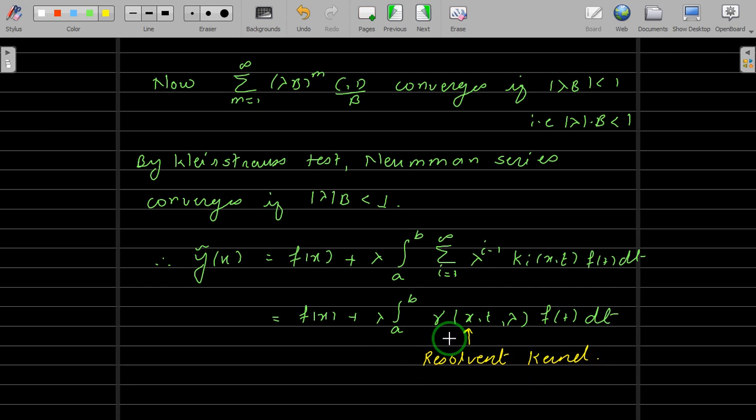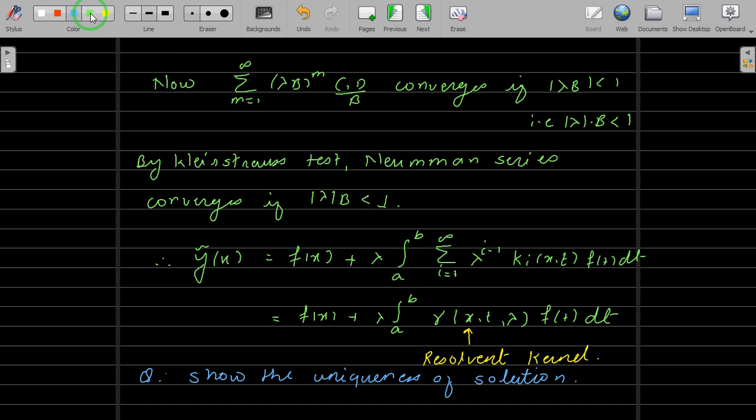So if you want to find the resolvent kernel, you can go with these iterated kernels, get the summation of this series, and that series is called the resolvent kernel. Now my question is, show the uniqueness of solution. So whatever solution you will get, it's unique. So your question is, show that whatever solution you got is unique.